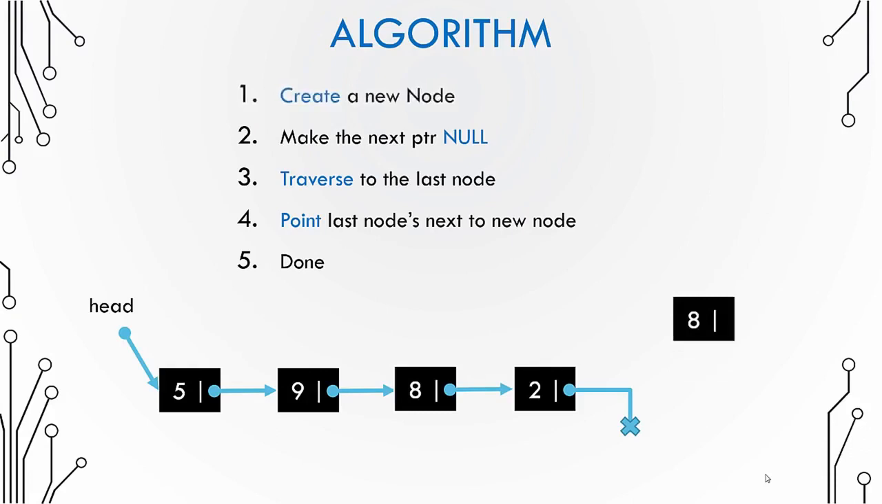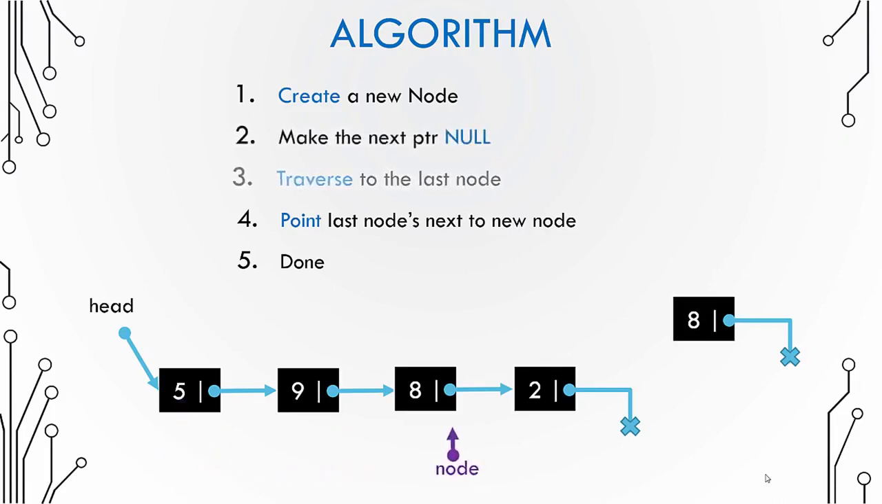And then since this node would be the last node, we would make its next pointer as null. Because we are appending this node to the linked list, it would end up as the last node. Hence we make its next pointer as null because there would not be any node after this. Now since you need to add this node to the end of the list, you need to traverse to the last node. Remember that there is no way to randomly access an element in a linked list. Hence you need to traverse to the last node.